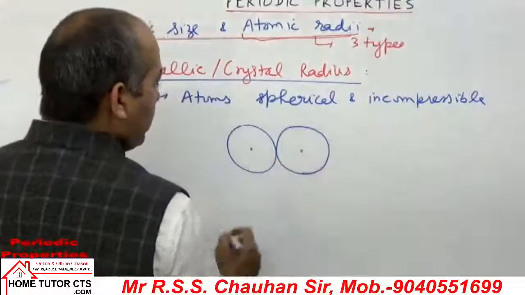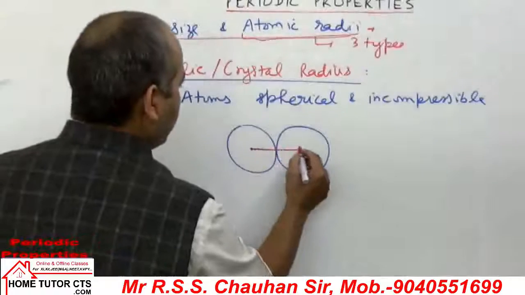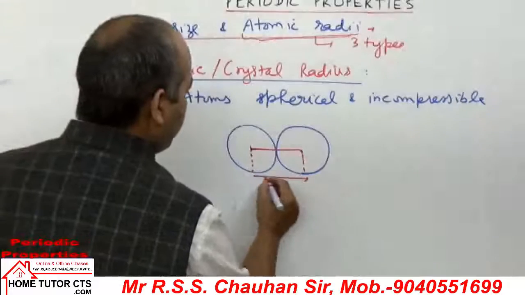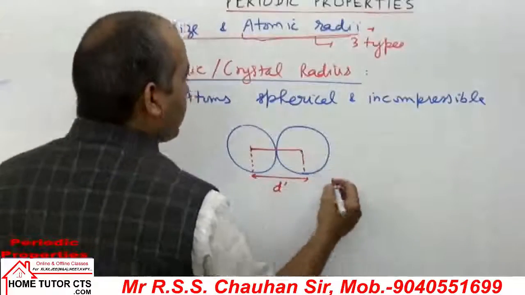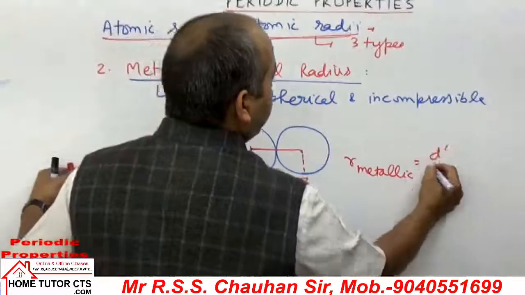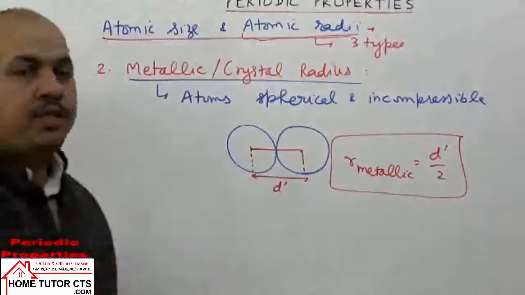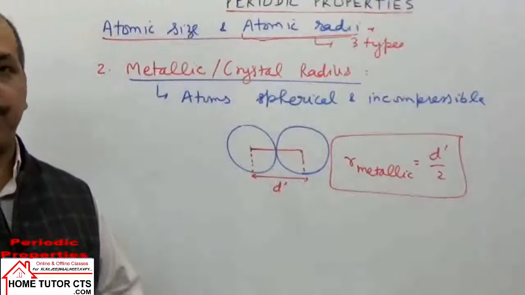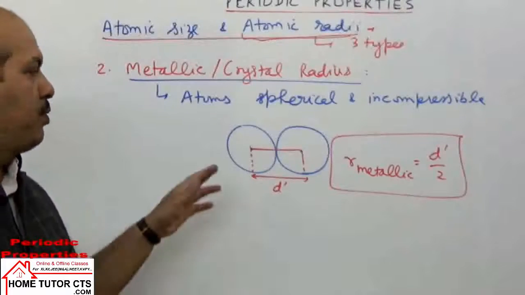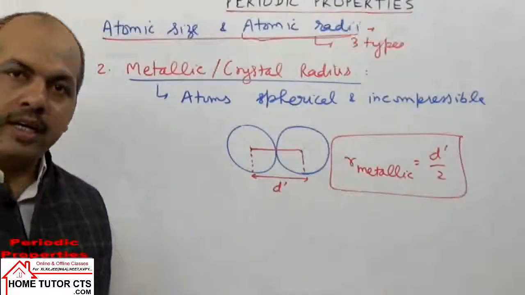The distance between centers is taken, suppose, as d dash. So in this case, the metallic radius or crystal radius is d dash by 2. This is observed in metallic bonding, where the atoms remain spherical and incompressible. So half of the distance d dash between the centers of two atoms is the metallic radius.